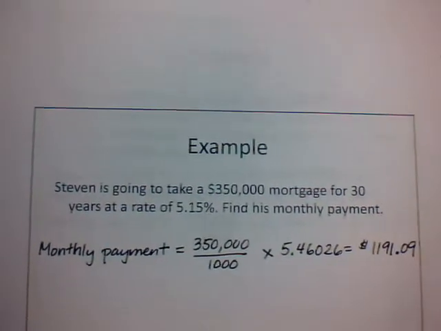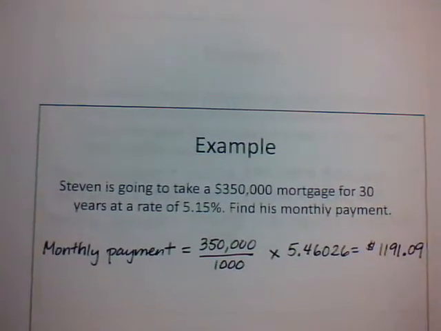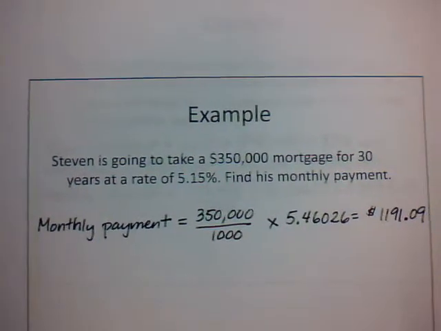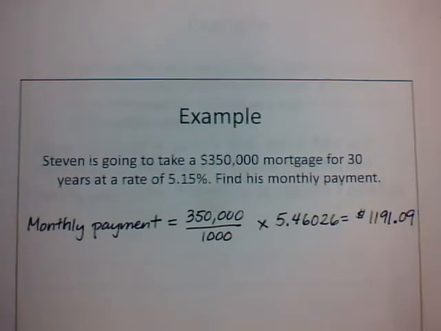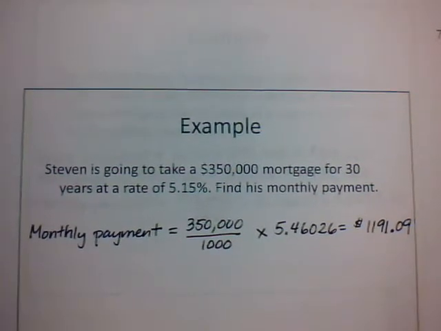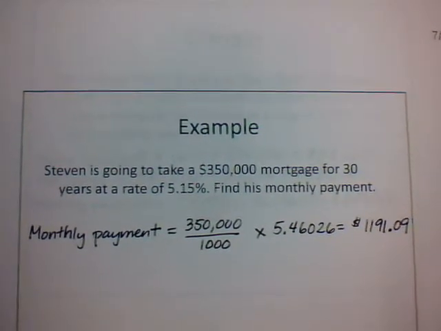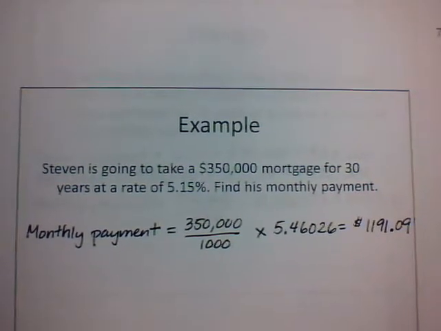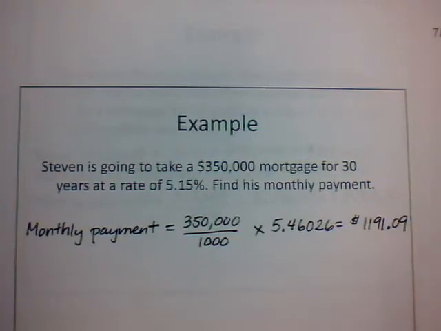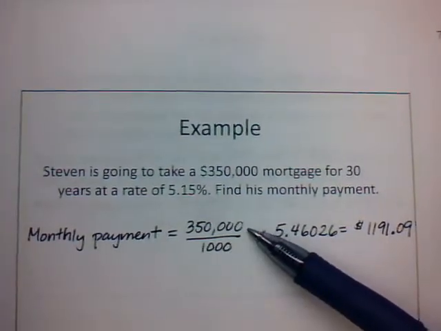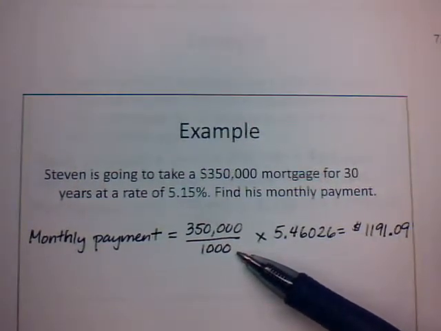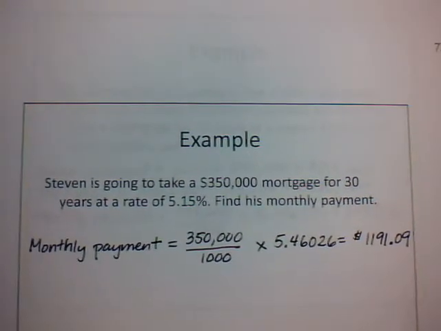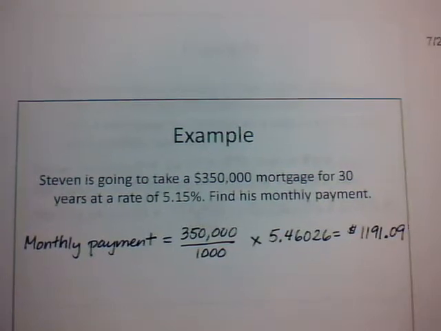Okay, here's another example. Now this is where we use the effective rate factor, or table 1 in your textbook, which is the amortization table. Stephen is going to take a $350,000 mortgage for 30 years at a rate of 5.15%. Find his monthly payment. So here, since our table gives us a mortgage principal and interest per $1,000, we have to take that $350,000 and divide that by $1,000. Then it's going to be multiplied by the effective rate factor, which is where our amortization table comes in.